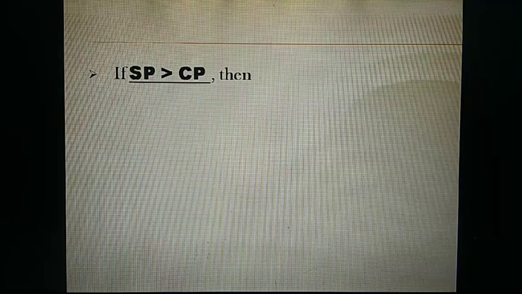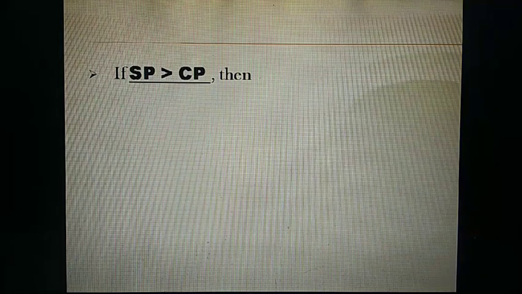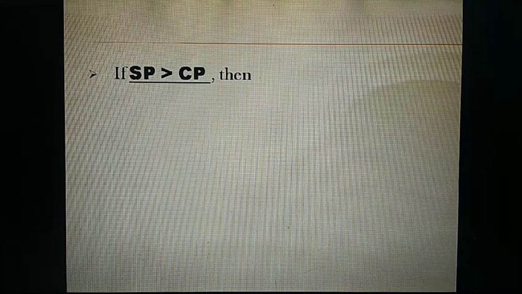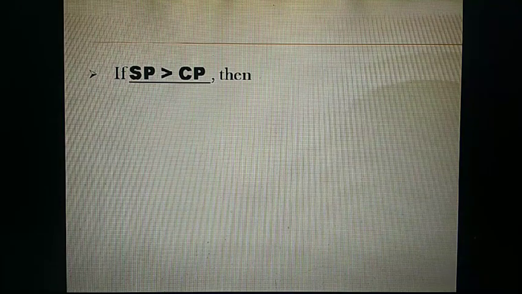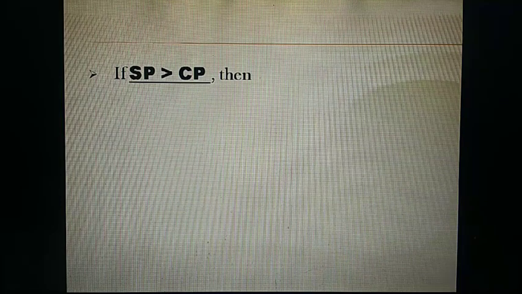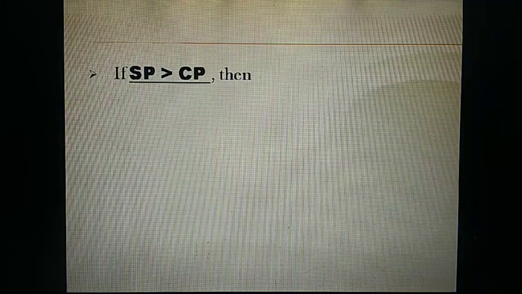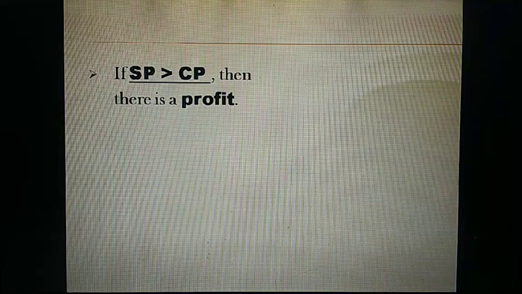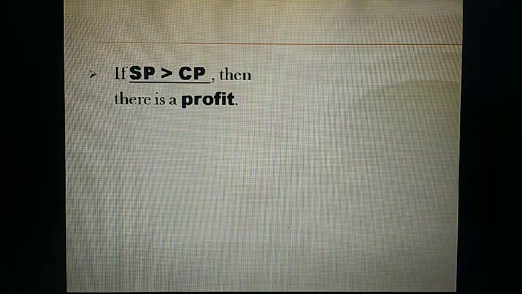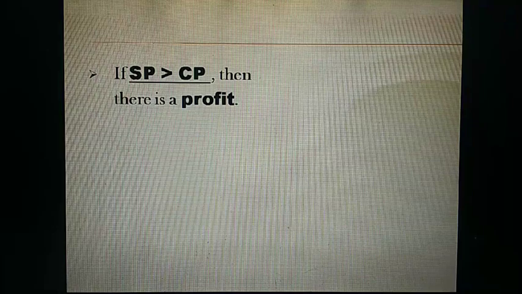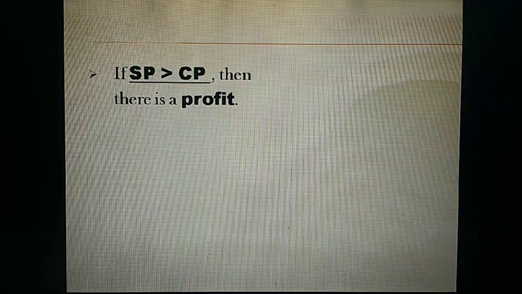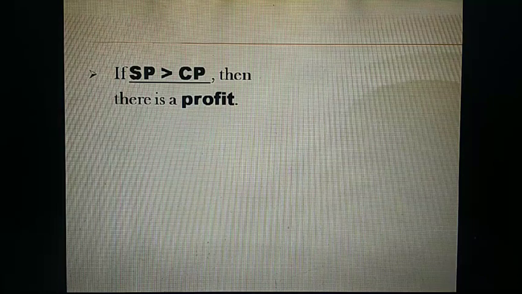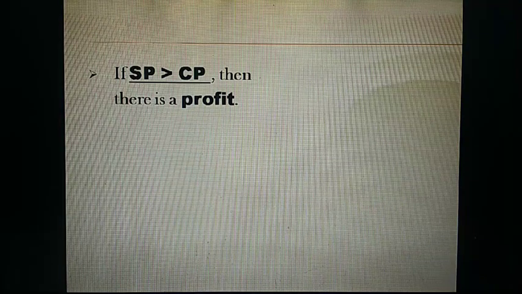If selling price is greater than cost price, the amount at which the article is sold is greater than the amount at which it is bought, then there is a profit. Based on the condition, we can find out the missing values. Let's consider some examples to find out the formulas.